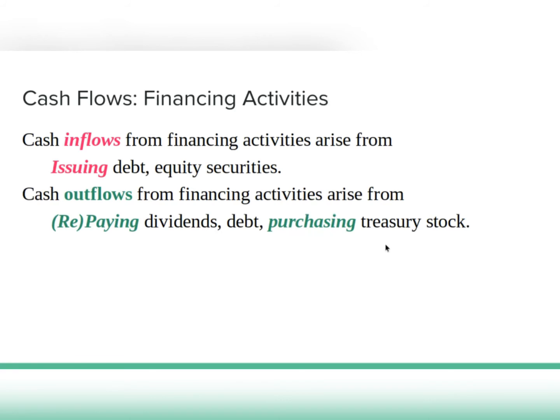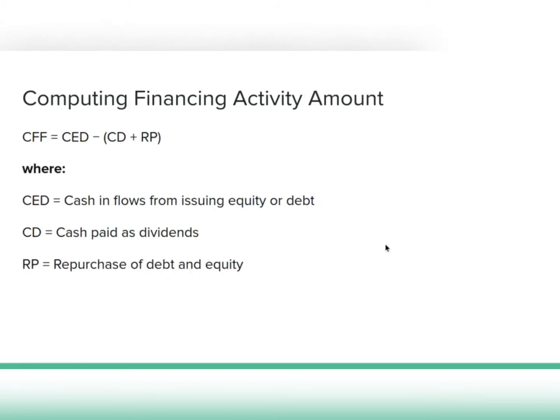So we did find a formula that we can use to help calculate our financing activity amount that we would put onto our statement of cash flows. So CFF, which is financial cash flows, basically equals CED minus CD plus RP. CED is your cash inflows from issuing equity or debt. CD is your cash paid as dividends, and RP equals repurchase of debt and equity.